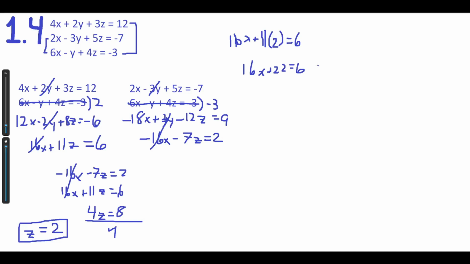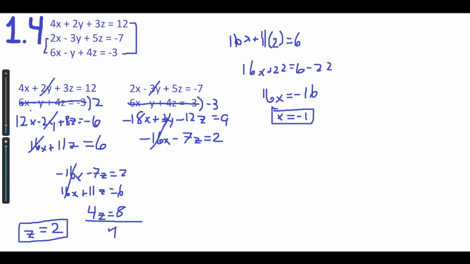Now to solve for x, we want to subtract 22. So we get 16x equals 6 minus 22 is negative 16. So we get x equals negative 1. Put a box around that. Oops. Now, to solve for y, all we need to do now is just plug back into the original equation.